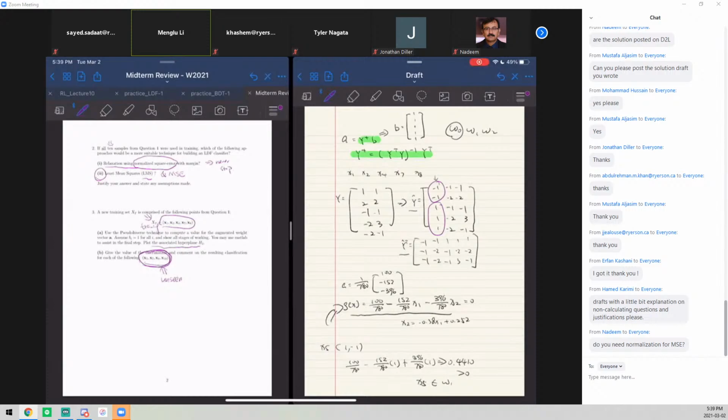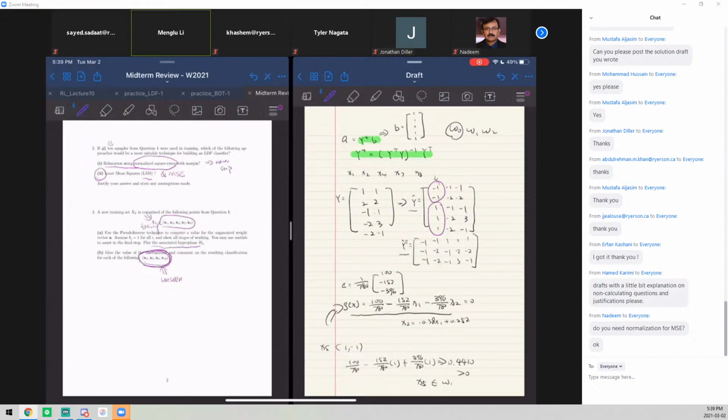Okay. Sure. I will post the draft, and I think I will post the solution for the practice, for the LDF practice. All the non-calculating questions and the justification questions, all the solutions are, I think they are already in the solution. Like they provide a solution for the justification part.